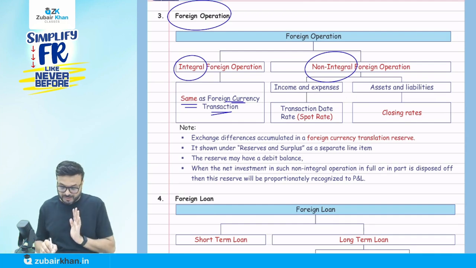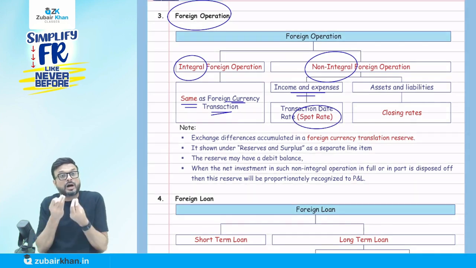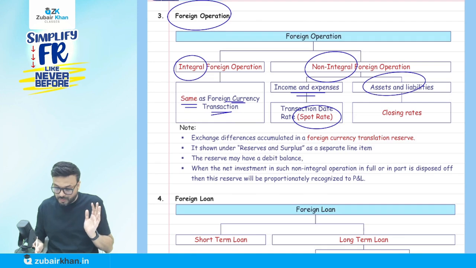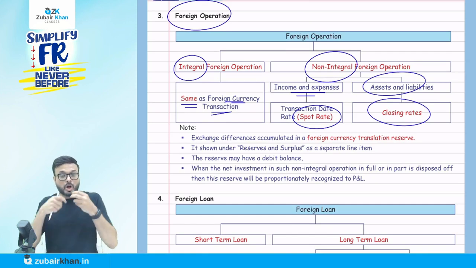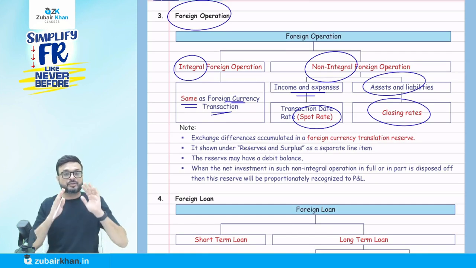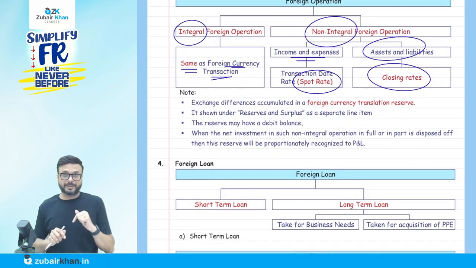But when it comes to the non-integral foreign operation, what is going to happen? All income and expenses will be recorded at the spot rate, that is the transaction rate. But all my assets and liabilities are going to be recorded at the closing rate. There is no bifurcation of monetary and non-monetary here. In case of a non-integral operation, all the assets and all the liabilities are recorded at the closing rate.